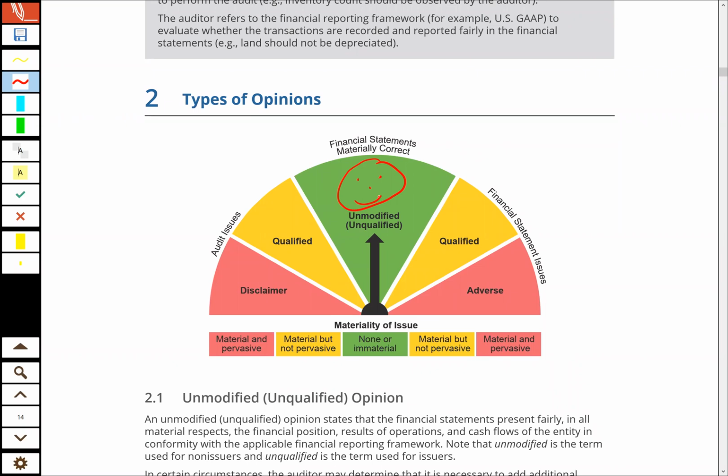Is happy when we issue an unmodified, unqualified opinion, okay? That means that we do not believe there is a material misstatement in the financial statements, okay? The auditor is happy. If that's the case, the auditor will give, and the reason we have two words there, it's unmodified for our non-issuers, our non-public companies. It's called unqualified when we talk about our public companies.